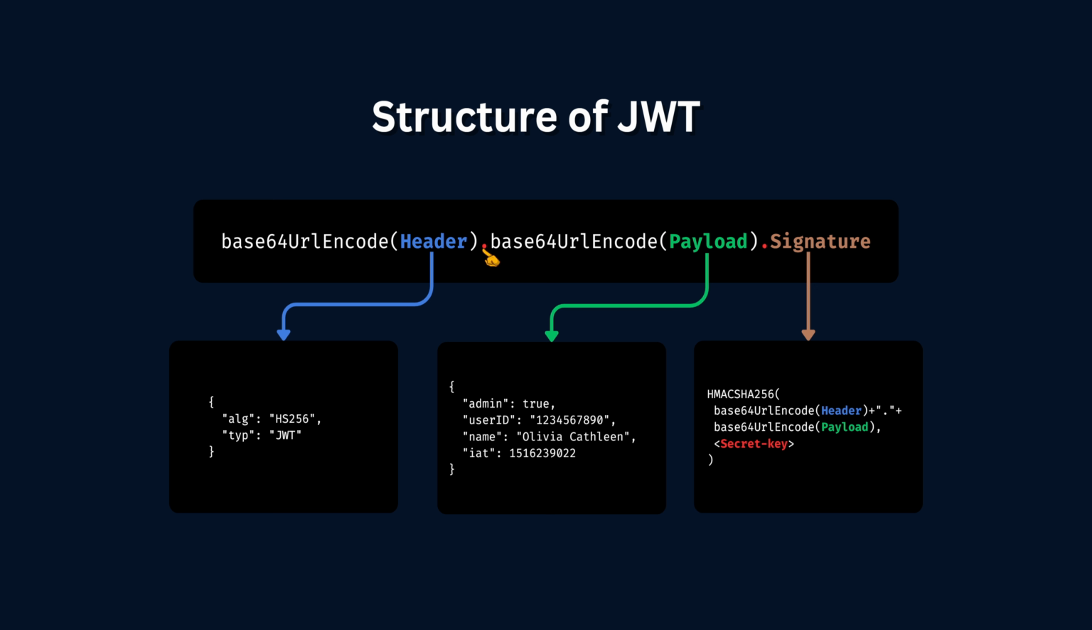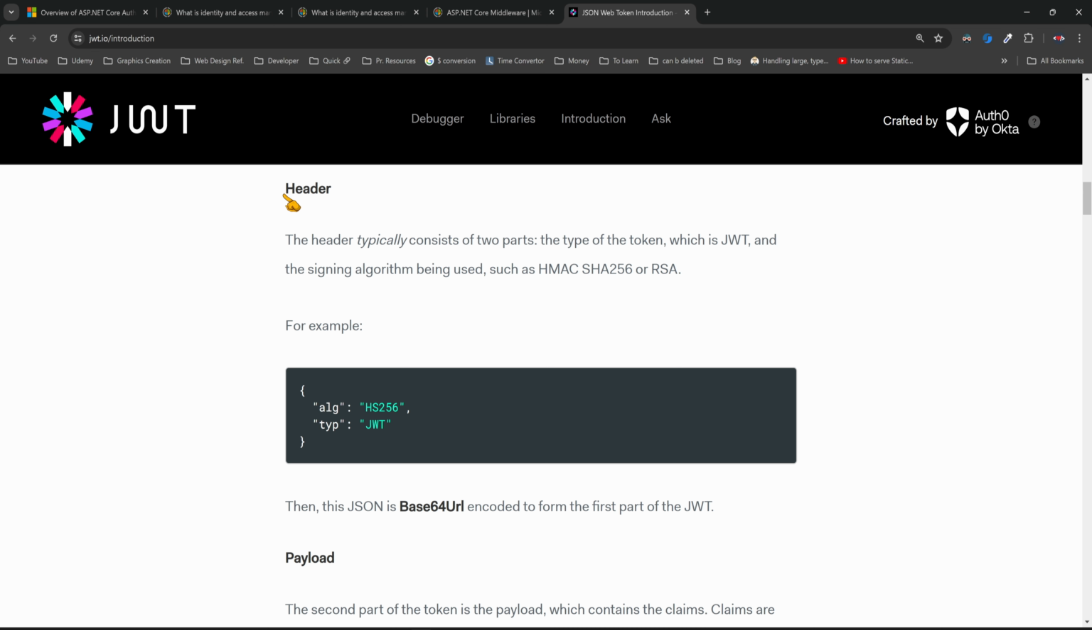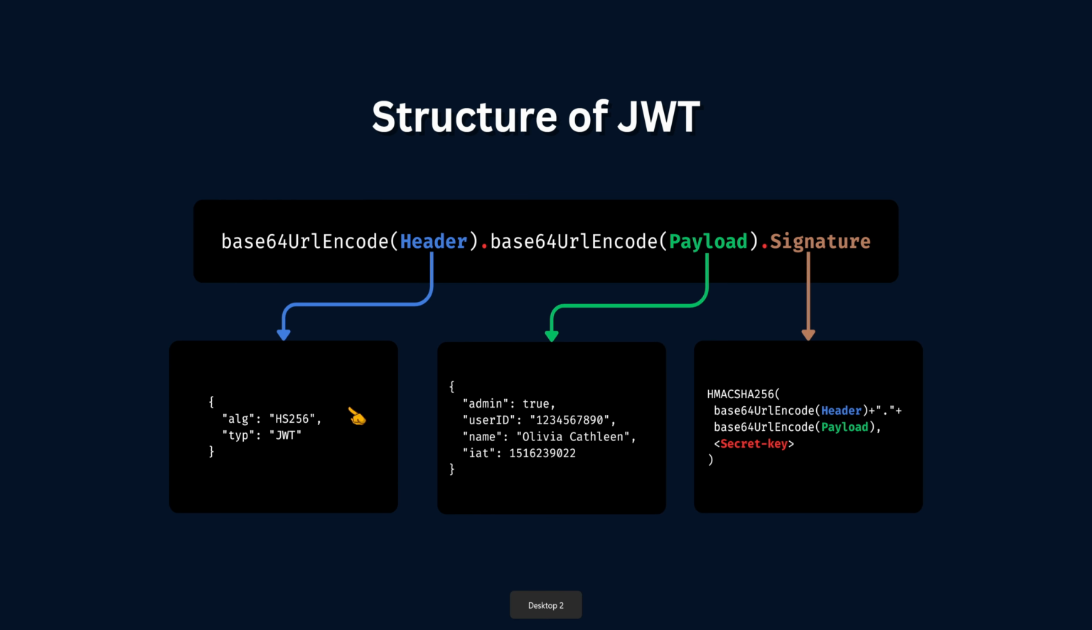And each of these are separated with a dot or period symbol in between them. So typically the header part consists of two properties or two pieces of information. First of all, we have the signing algorithm and then the type of the token. Since we are dealing with JSON Web Token, we will set it as JWT. And with this property ALG, which stands for algorithm, into that we have to pass the algorithm that we used for encrypting this signature here.